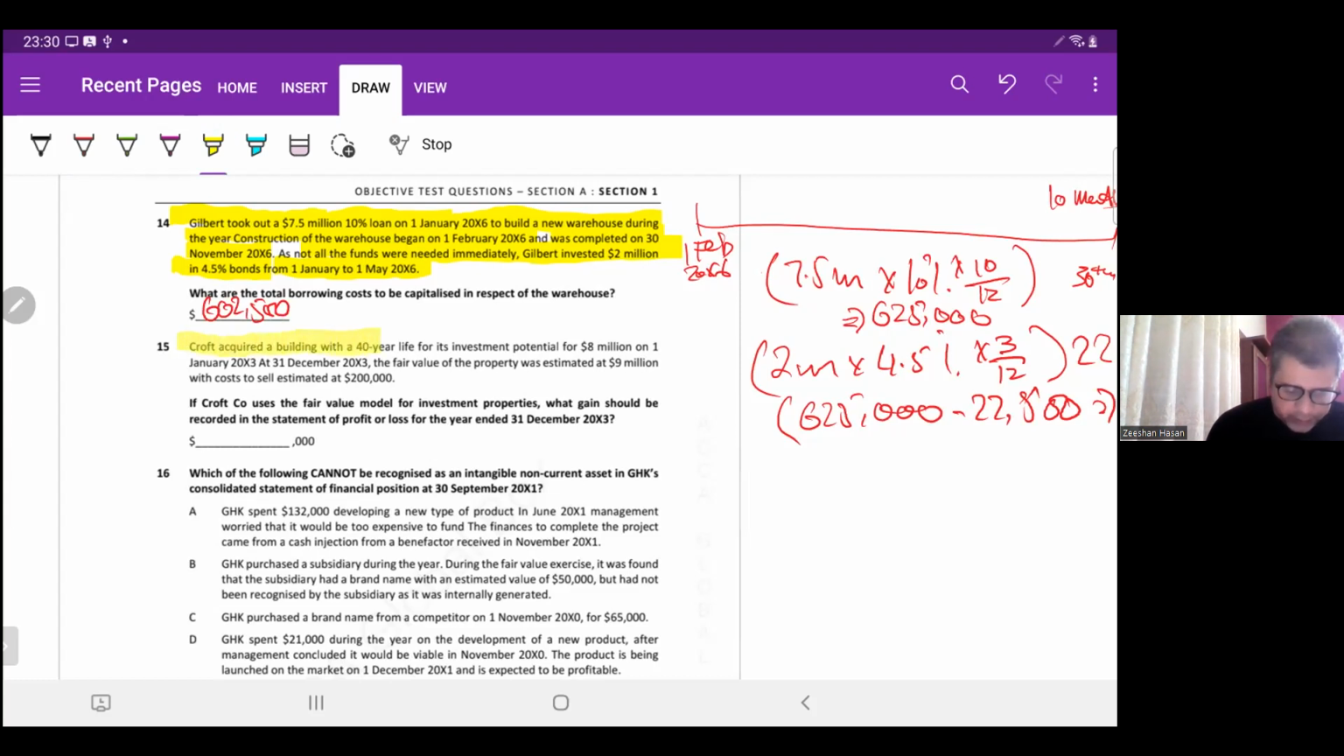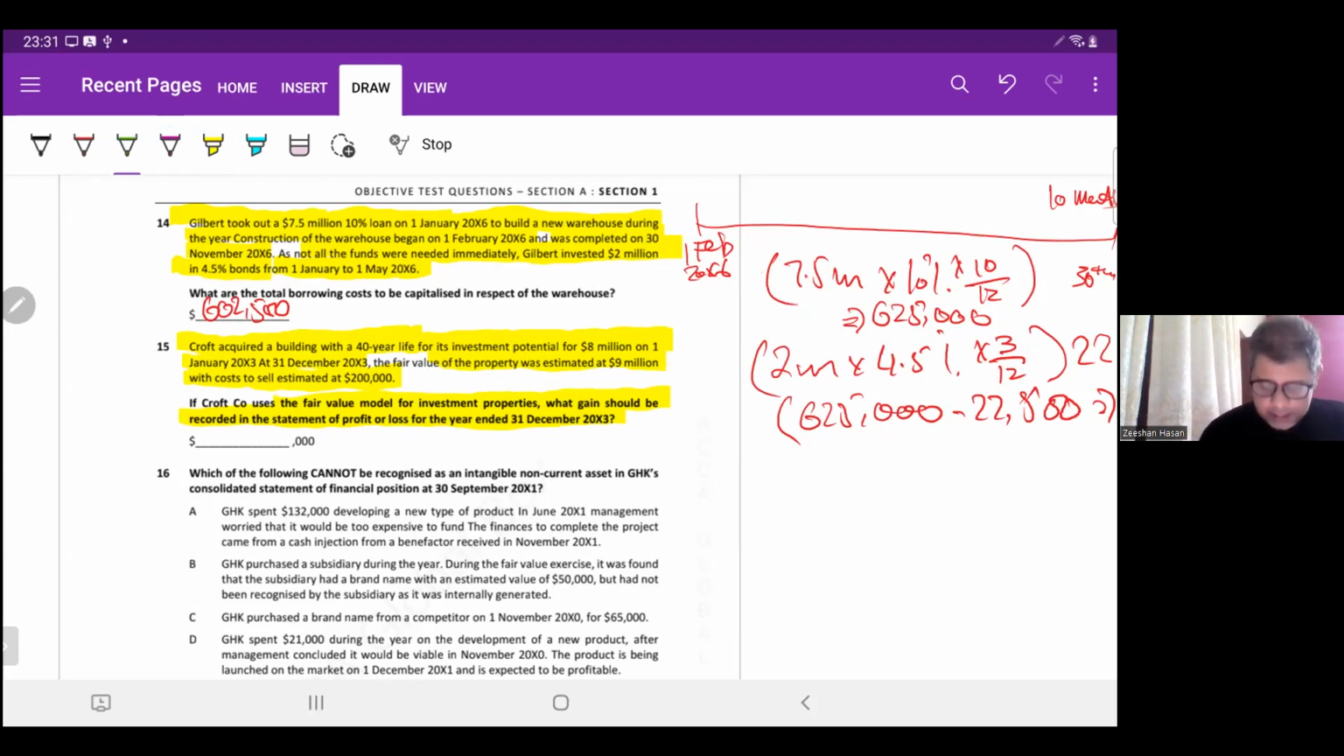Croft acquired a building with a 40-year life for its investment potential for 8 million on 1st January X3. At 31st December X3, the fair value of the property was estimated at 9 million with cost to sell estimated at 200,000. If Croft uses the fair value model for investment properties, what gain should be recorded in the statement of profit or loss on 31st December X3?